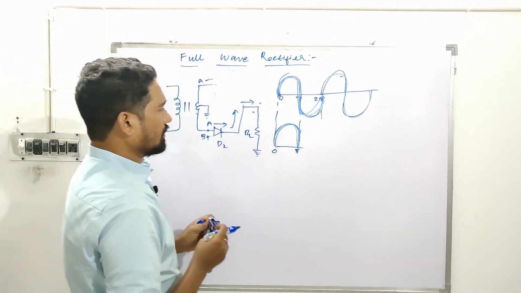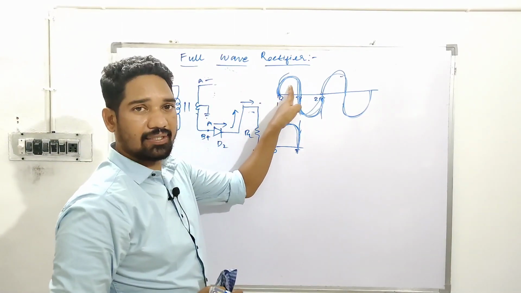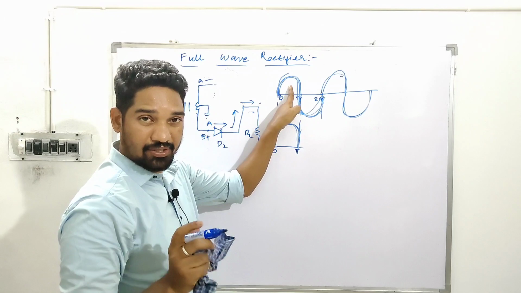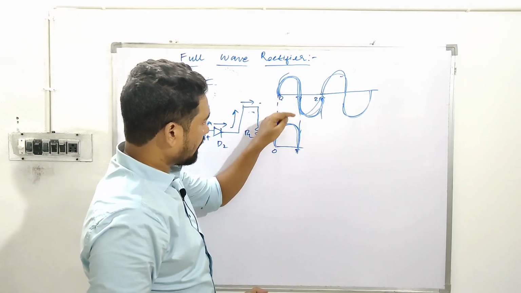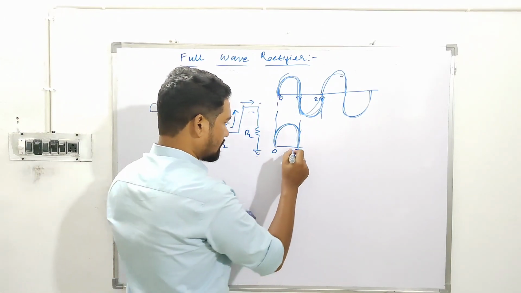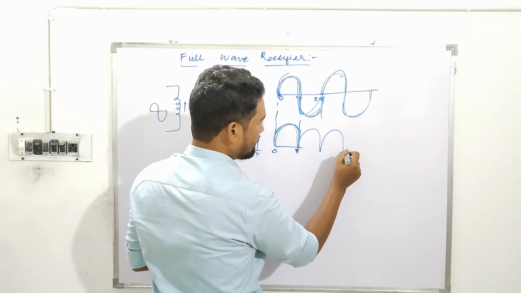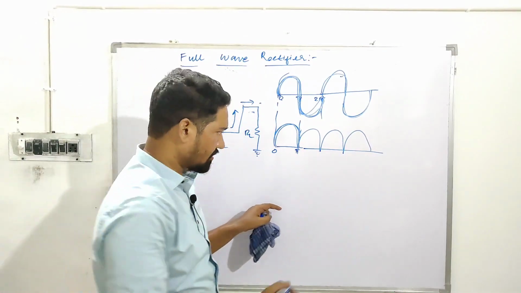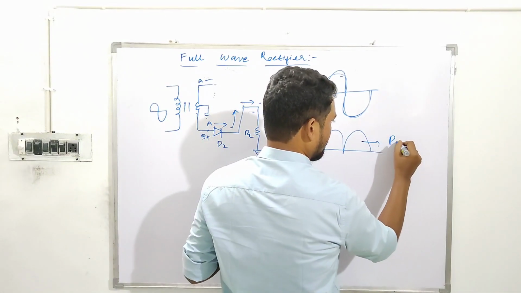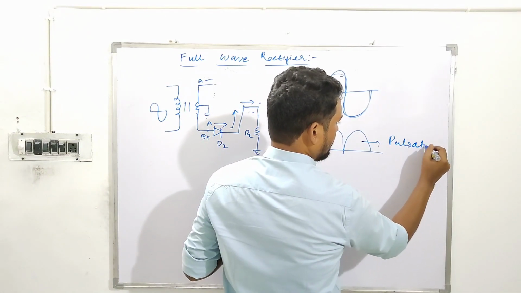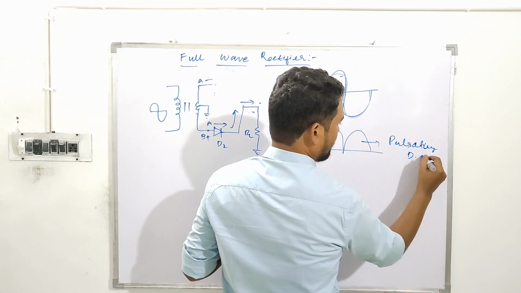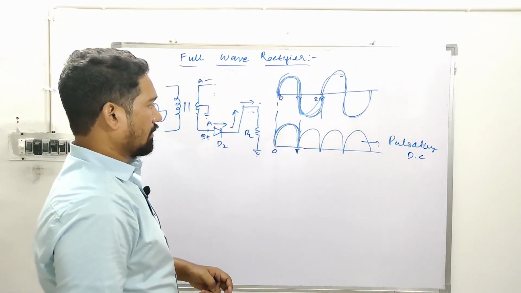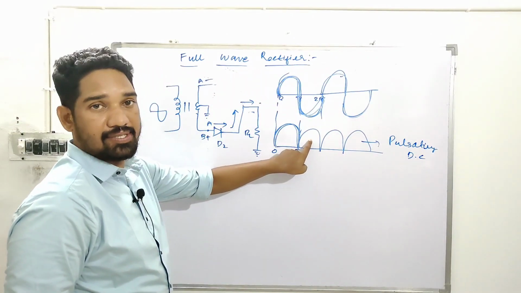Alright, and it's complete AC, right? Underline this one, it's complete AC. And this is known as a pulsating DC. Pulsating DC is a combination of AC and DC. This is known as pulsating DC.